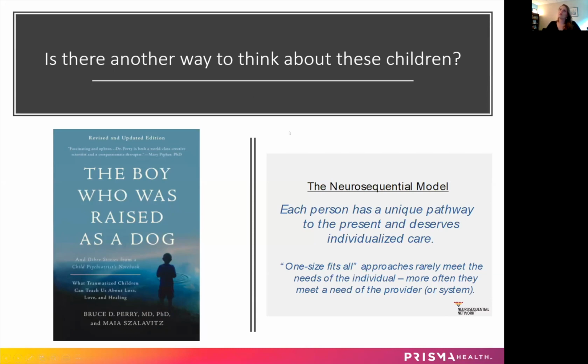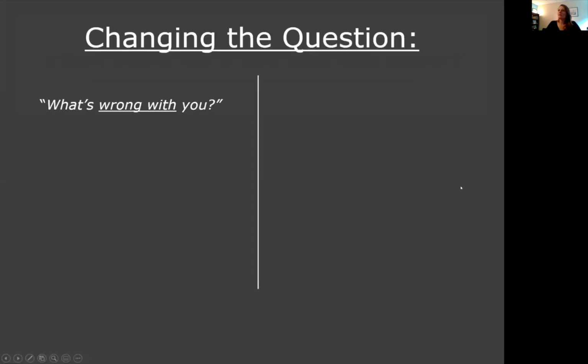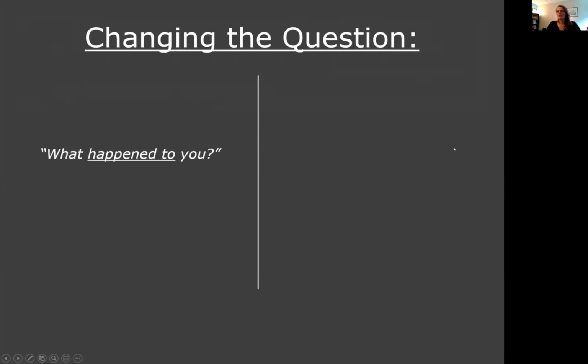All right, so going back to the question, is there another way to think about these children? I found myself wondering, could we change the question from "what's wrong with you" to "what happened to you"? Especially as a psychiatrist, I'm encouraged to ask, what's the diagnosis? What's the label for this patient? Do I really need to take a step back and say, what happened to you that is causing all of these symptoms?